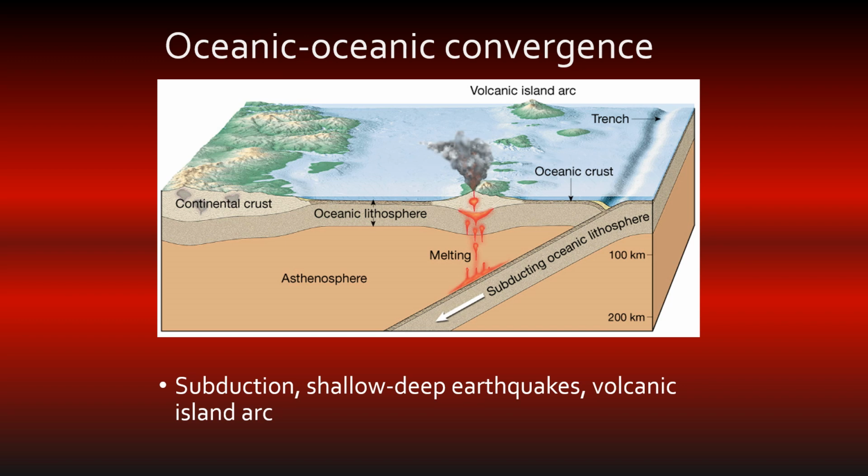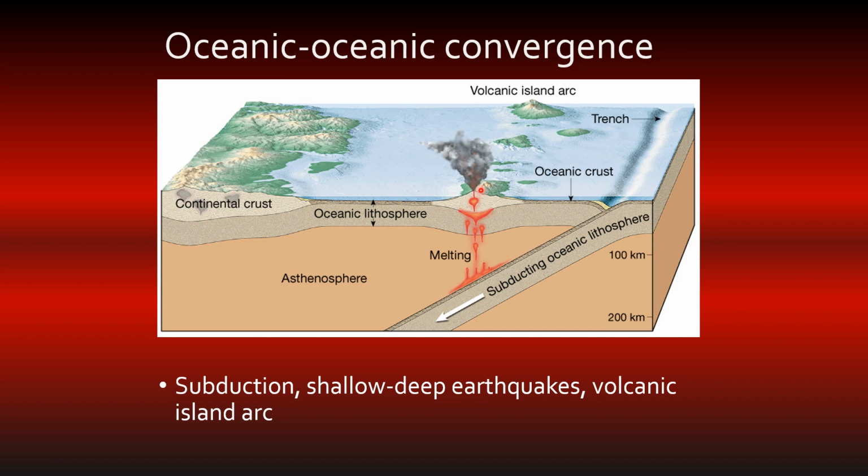Then we have oceanic to oceanic, or OO convergence. OO convergence, like I mentioned, still has that subduction of one more dense oceanic piece of lithosphere or crust moving under another. You get that same island or volcanic arc. Here it's a volcanic island arc instead of a continental volcanic arc. And the features we see here, again, are subduction, shallow to deep earthquakes, and that volcanic island arc, right? So these are volcanoes. And think like the Aleutian Islands in Alaska.